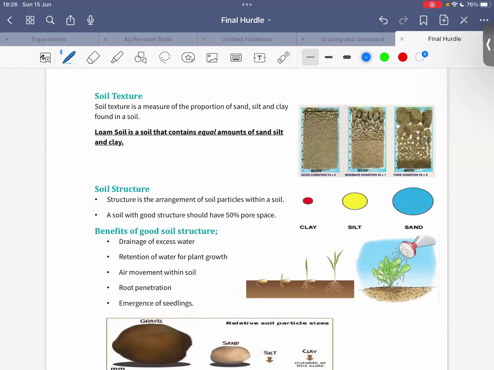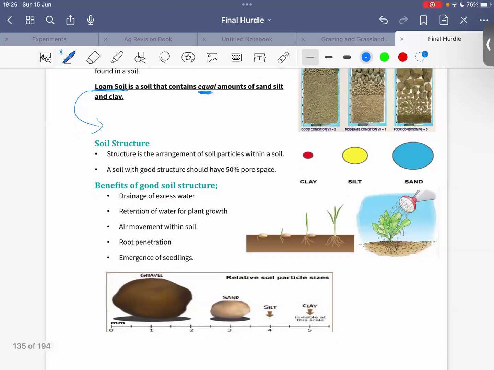Soil texture. Okay, texture is all about how the soil feels. How the soil feels is going to be how much sand, how much silt, how much clay is going to be in it. A measure of the proportion of sand, silt, and clay in the soil. Our loam soil is equal amounts. Okay, the loam soil is the Sydney Sweeney or is Man City or is Mo Salah of soils. Equal proportions of sand, silt, and clay is your loam soil.